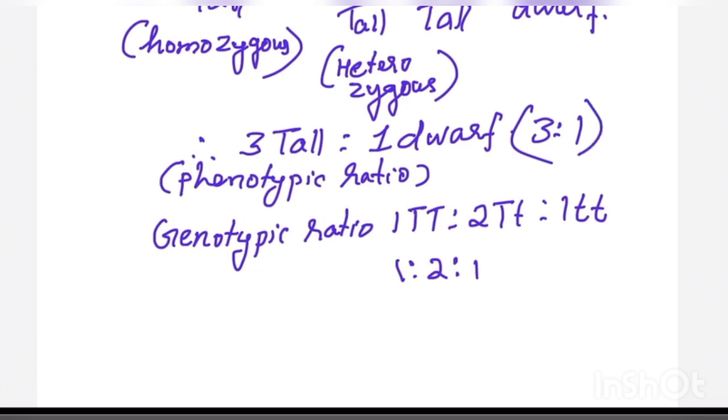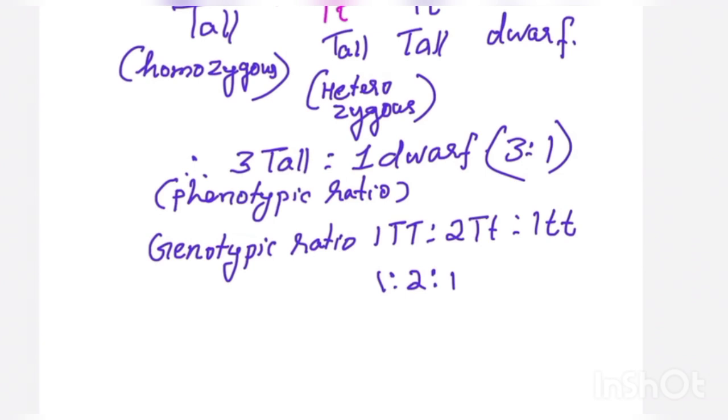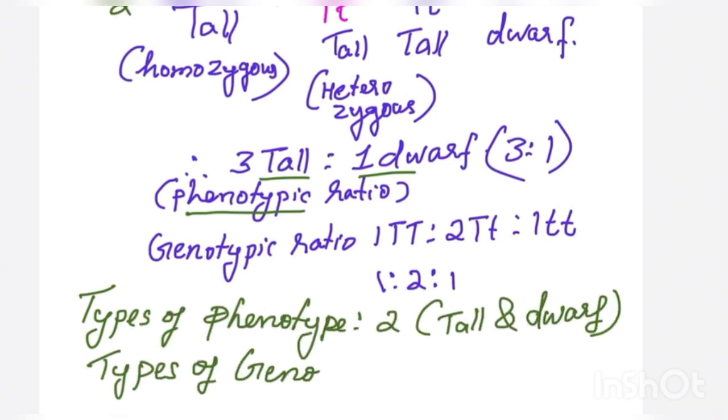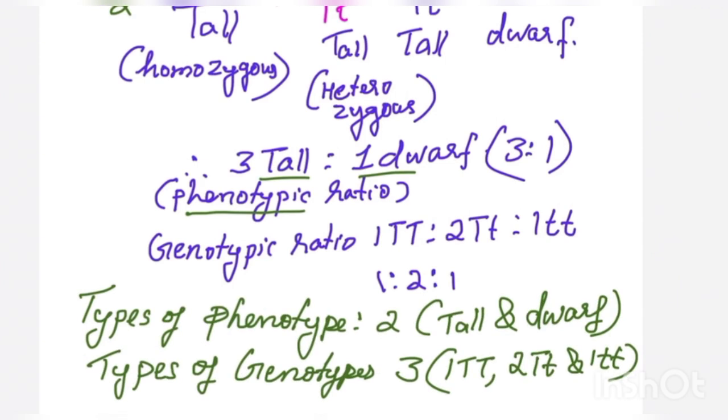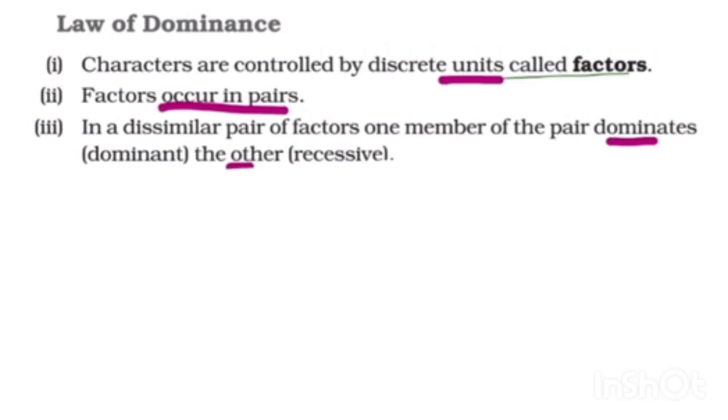So in a monohybrid cross, what is the phenotypic ratio? 3:1. What is the genotypic ratio? 1:2:1. Now, how many types of phenotypes are there? Two, that is tall and dwarf. How many types of genotypes? Three. Mendel proposed two laws from his monohybrid cross.